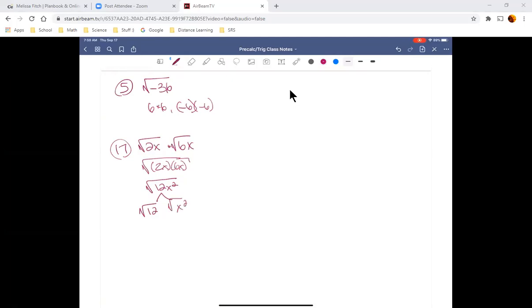And then on 12, we can break 12 down. That's looking through our perfect squares. That would be the square root of 4 times the square root of 3. Square root of 4 is going to give us 2. Square root of 3, we can't break that down any farther. And then the square root of x squared would be x, right? Because x times x gets us to x squared. So I just start with my whole numbers, my variables, and then I put those square roots at the end.